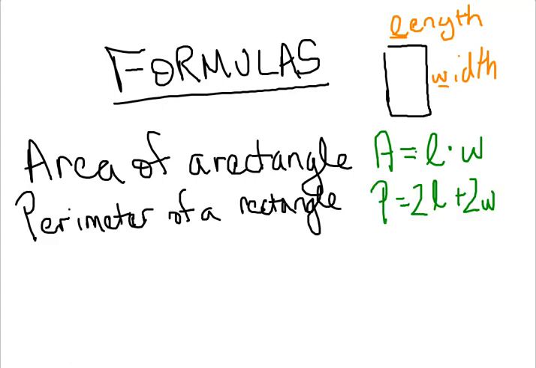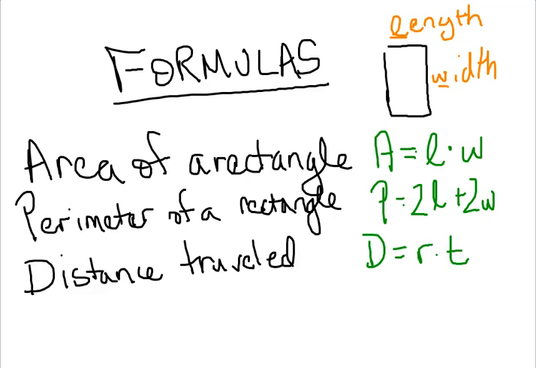The perimeter of a rectangle, which is the length of all the sides added together, the distance all the way around, is 2 times the length plus 2 times the width. We might also talk about the distance traveled. So d for distance equals the rate at which you travel times how much time you traveled. So distance equals rate times time.